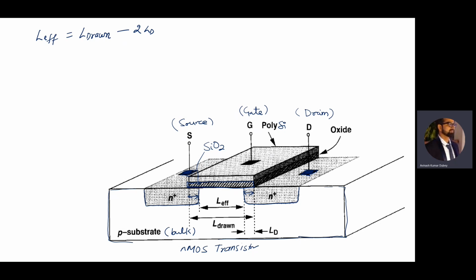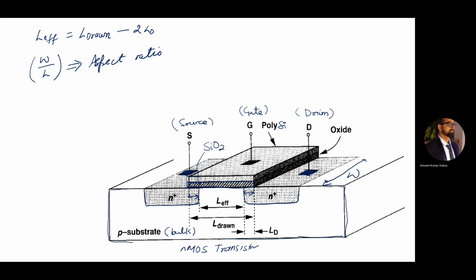And in this dimension, this is our width of the device. So the width and length ratio, W by L, is an important ratio, also called the aspect ratio of a MOSFET device.